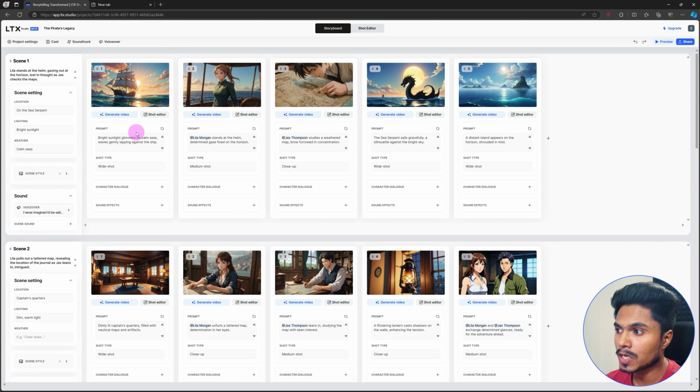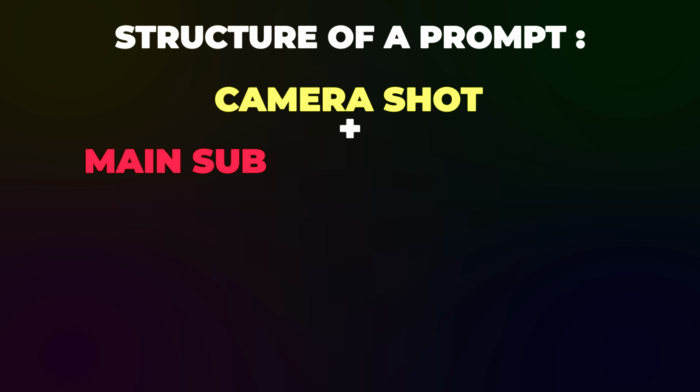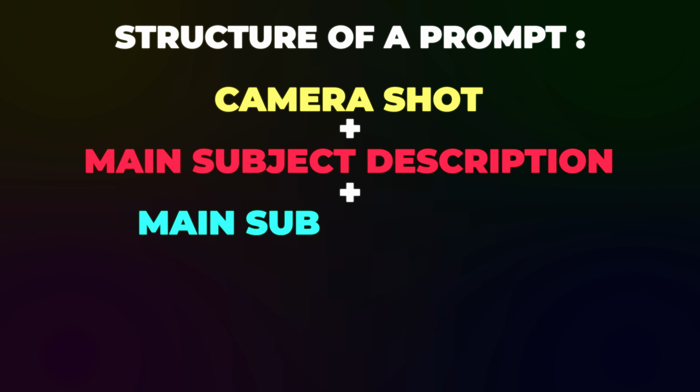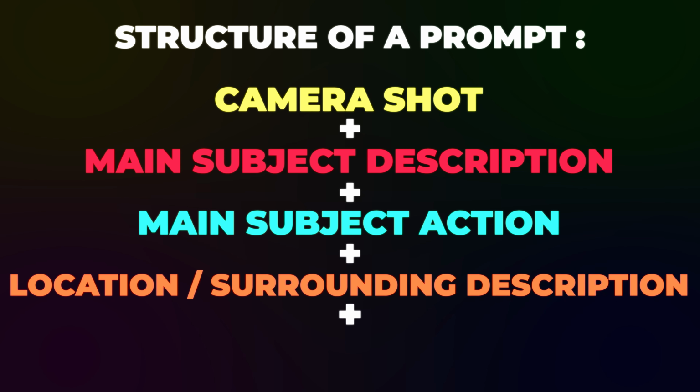So there is a basic rule that you need to follow while generating an image or an animation with a prompt. Number one is camera shot, then describe the subject, then the action that the subject is doing, then describe the location, and then finally the video style or the visual style.